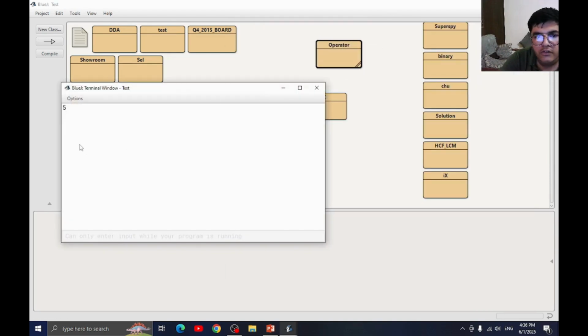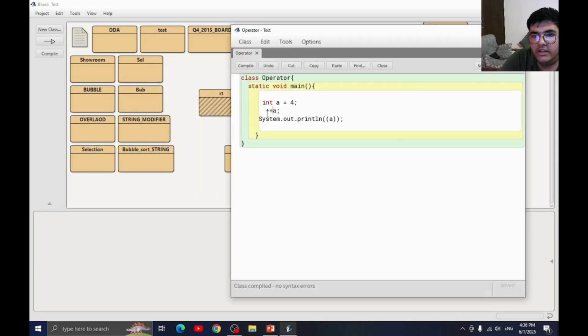The only difference is that we are incrementing the value first, then we are coming here, and if we are putting this, then the value of a is being taken into consideration first and then it is being incremented. That is the only difference between plus plus a and a plus plus.